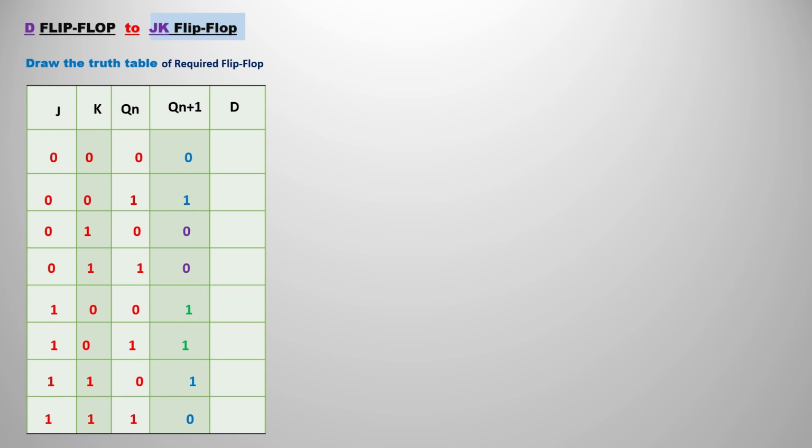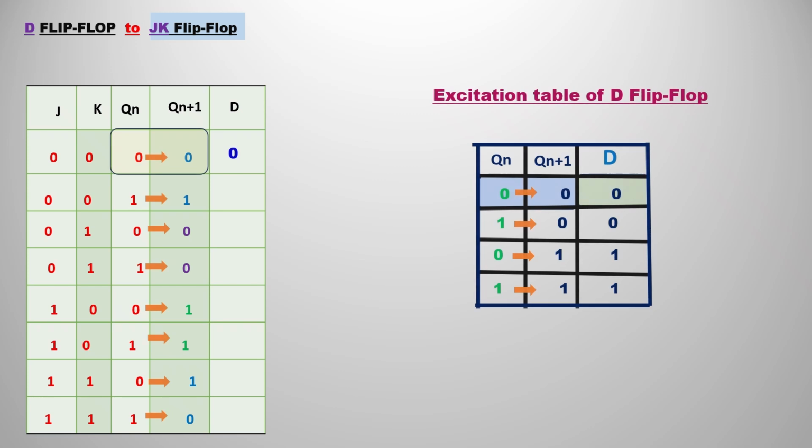In this also I have left a column, that is the D column. Again we are going to fill this D column with the help of the excitation table of the D flip flop. In the same fashion, if you observe the JK flip flop truth table, we have the transition from Qn to Qn plus 1 as 0 0 for the first situation. The same situation we are going to compare in the excitation table of the D flip flop. If you compare the excitation table, 0 changing to 0 has D input as 0, so fill it directly.